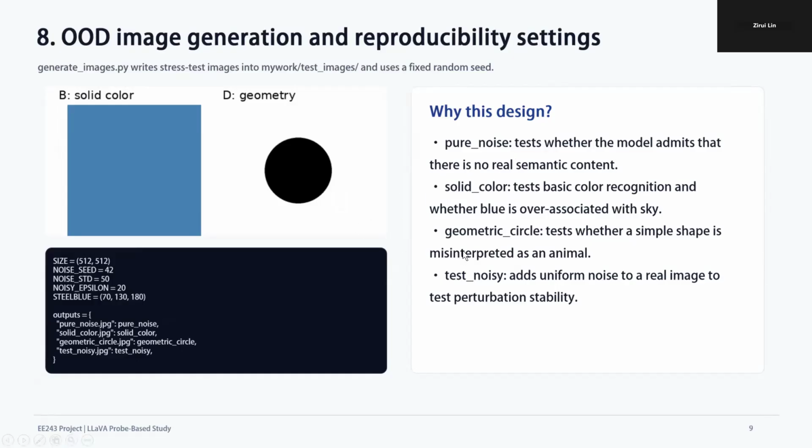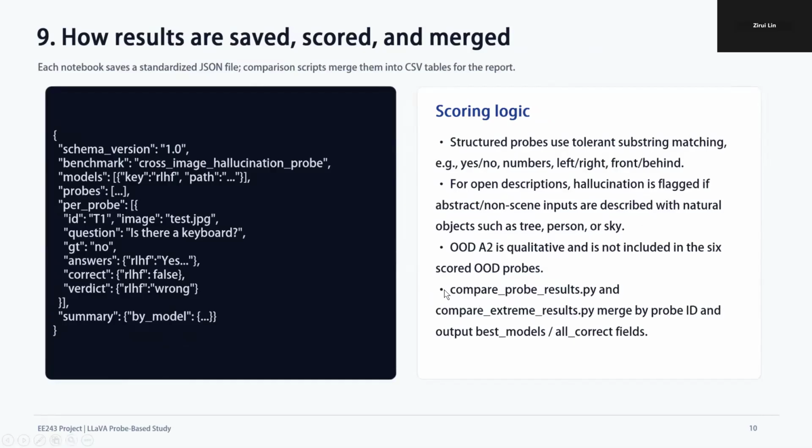Each image has a purpose. Pure noise tests whether the model admits there is no real semantic content. Solid color tests basic color recognition and whether blue is over-associated with sky. The geometric circle tests whether a simple shape is interpreted as an animal. The noisy image adds uniform noise to a real image so we can test perturbation stability. The fixed seed makes the code reproducible.